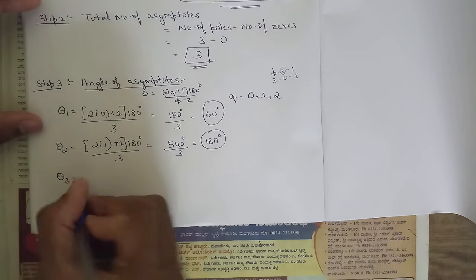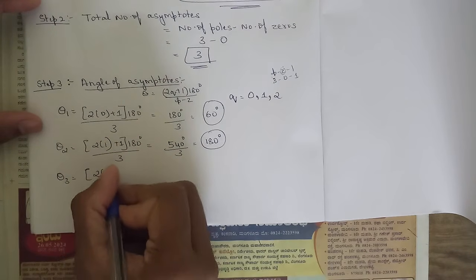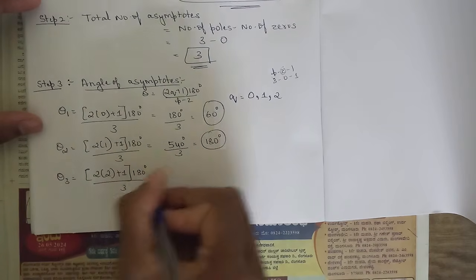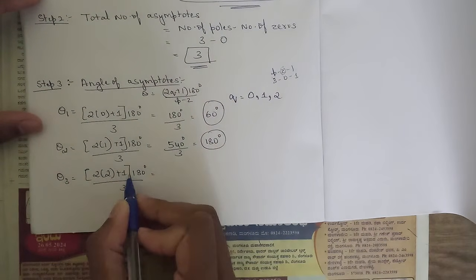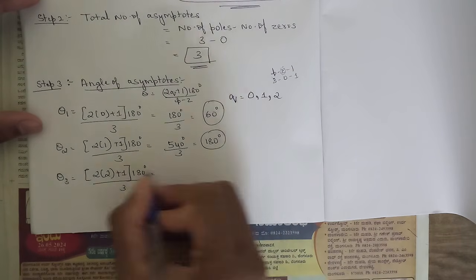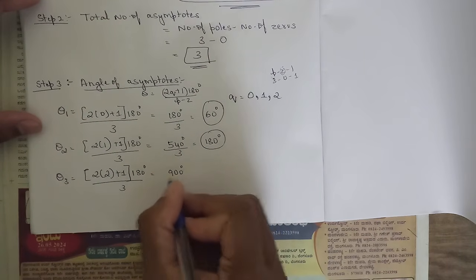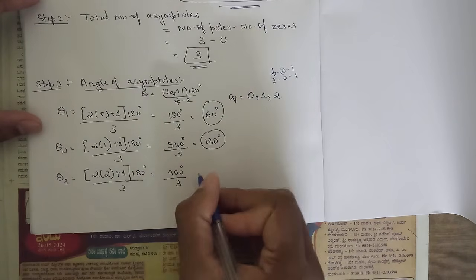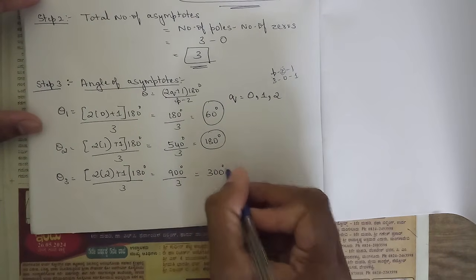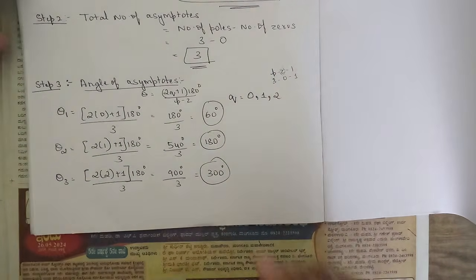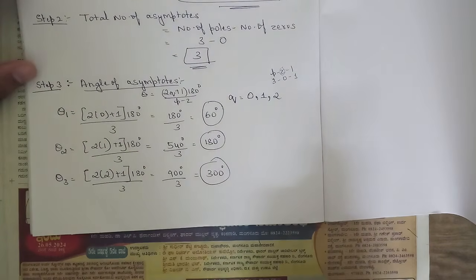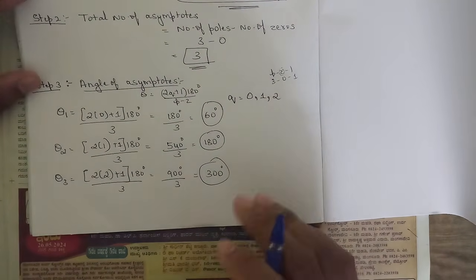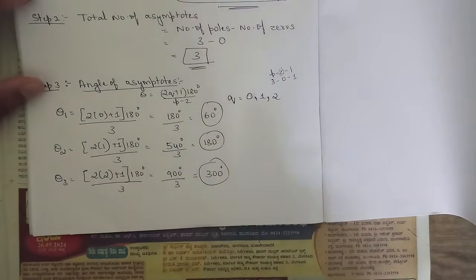Now theta 3, the third angle, where the value of q is 2: 2 into 2 plus 1 into 180 degrees divided by 3. 2 twos are 4, 4 plus 1 is 5, 180 into 5 gives 900, you can check it. Again 900 divided by 3 gives 300. So these are the three angles of asymptotes which we have found. These angles are very important, so note them down and keep using them. We are going to construct these angles in the plot also.